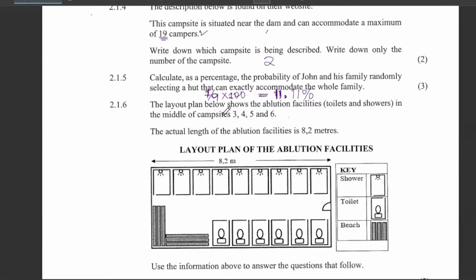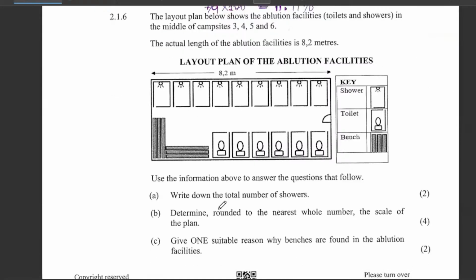So we continue and we are looking at this. They are telling us the layout below shows the ablution facilities, the toilets and the showers. Ablution simply means cleaning, the places where you can go and clean yourself, restrooms, all right? In the middle of the campsites 3, 4, 5, and 6. The actual length of the ablution facility is 8.2 meters. Then they are telling us, write down the total number of showers.